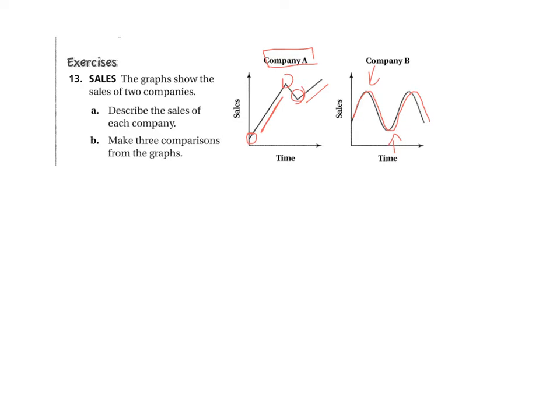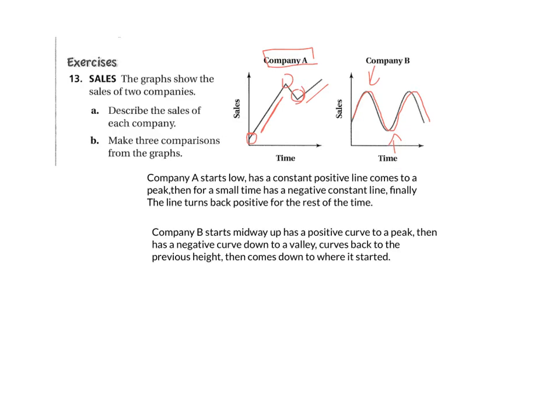So let me write out my description for each of these. So here are my two descriptions. Company A starts low, has a constant positive line, comes to a peak, then for a small time has a negative constant line. Finally, the line turns back positive for the rest of the time. Company B starts midway up, has a positive curve to a peak, then has a negative curve down to a valley, curves back to the previous height, then comes down to where it started.